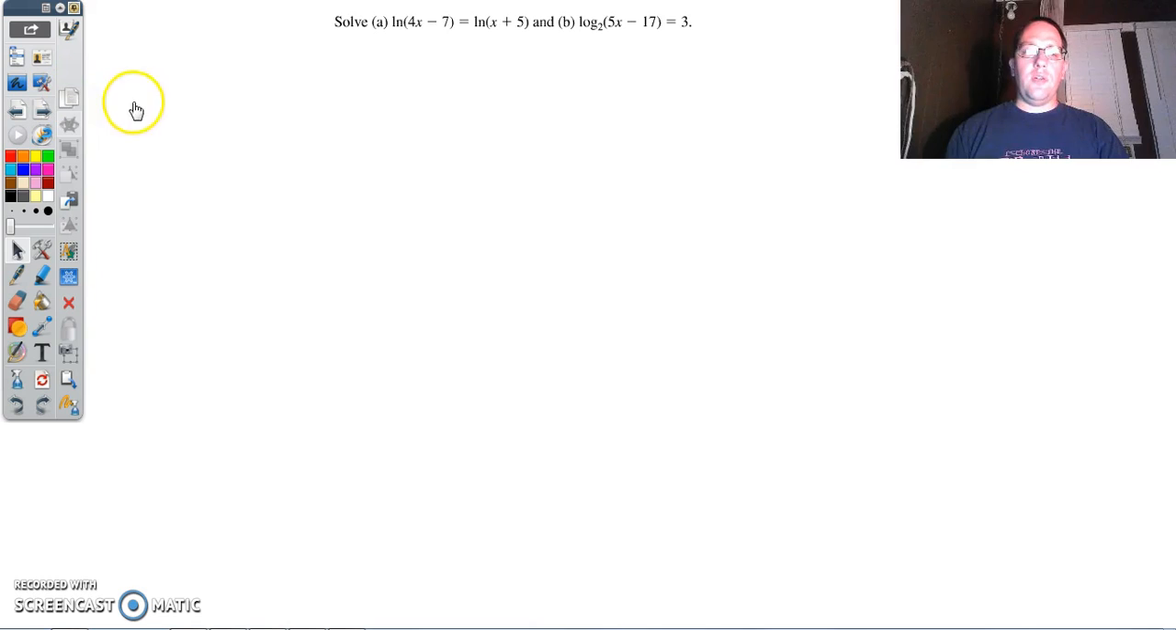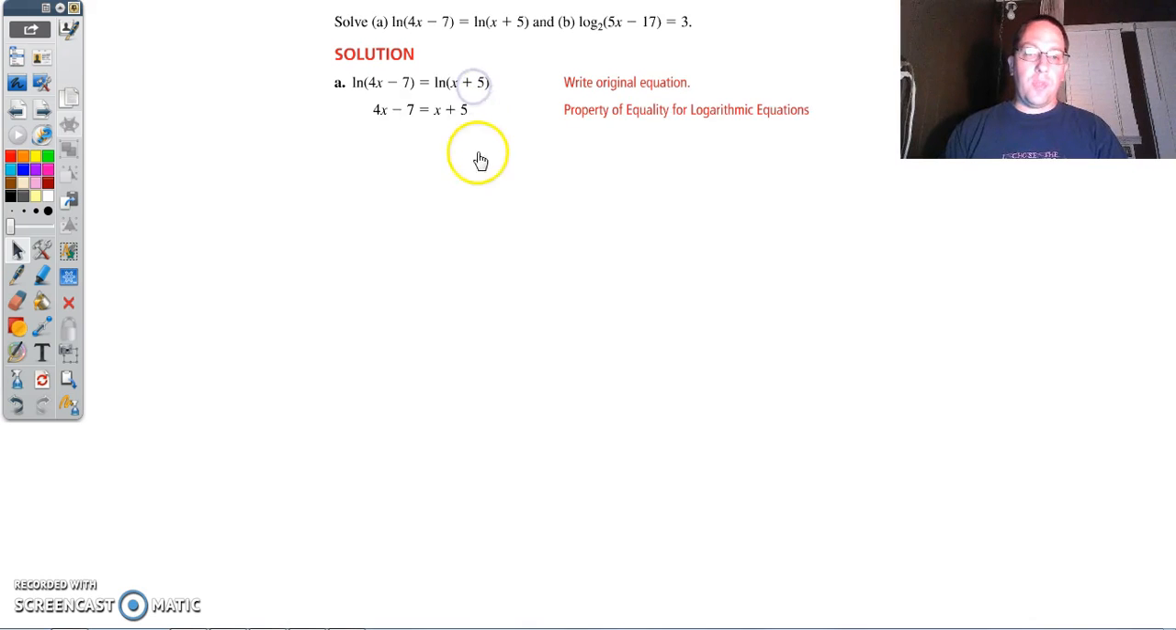Let's take a look at problem A here. The natural log of 4x minus 7 equals the natural log of x plus 5. Now, if you'll notice, these are both natural logarithms, so these are both log base e. They have the same base, so the arguments must also be the same. So 4x minus 7 equals x plus 5. Subtract x from both sides, add 7 to both sides, divide by 3, and x equals 4.